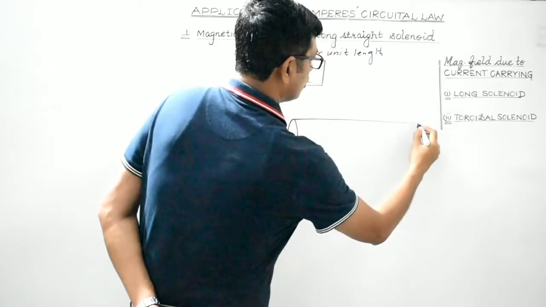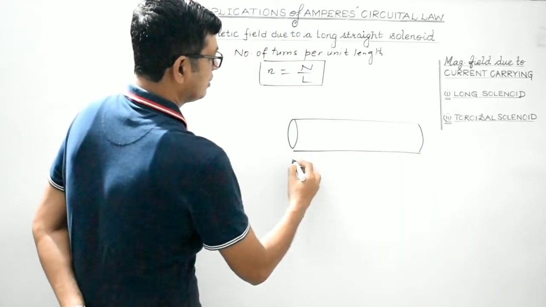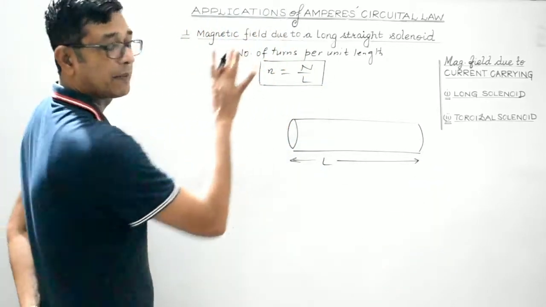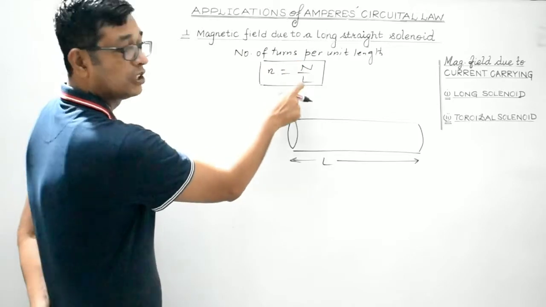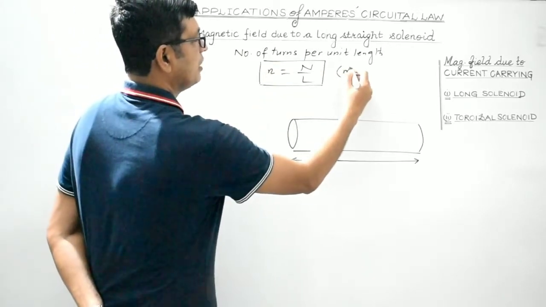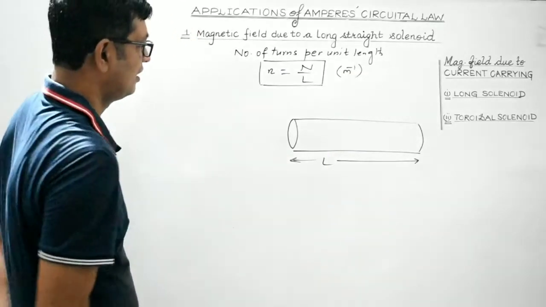This is a long solenoid under consideration, right? As we have considered, its length is L and the number of turns is capital N. So small n is the number of turns per unit length. What will be the SI unit of n? It will be meter inverse, right? Small n is the number of turns per unit length.